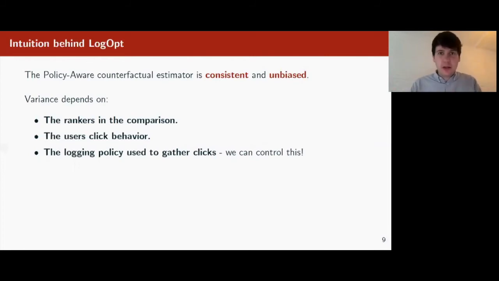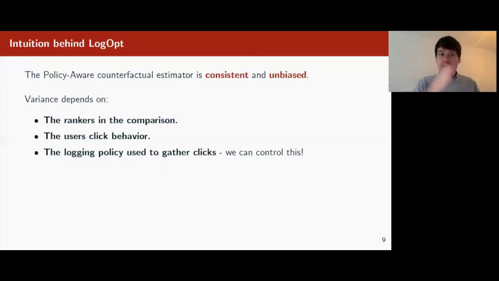But the variance depends on three things: the rankers in the comparison, the click behavior of the user, including its position bias, and the logging policy that's used to gather the clicks on which this estimate is based. And the key insight here is that we have control over that logging policy. We can't control the click behavior. The rankers in the comparison are given, so there's not much we can do about that. But the logging policy, we have control over if it's run online.